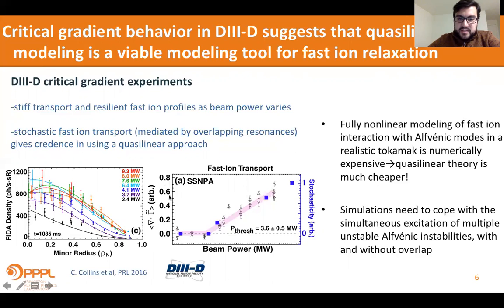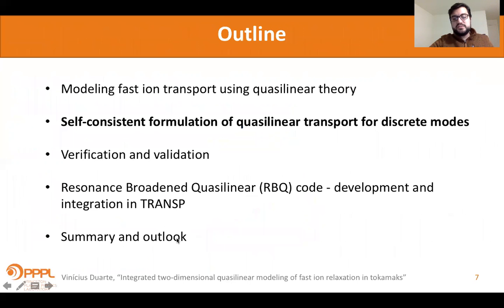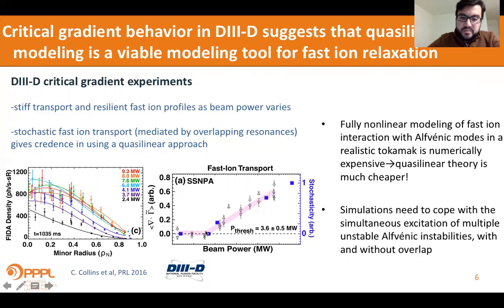And together with that, we can look at the solid state neutral particle analyzer that interrogates a specific region in phase space. But what is interesting here is that the flux of energetic particles is basically zero below a certain threshold in the beam power. And above that, you start measuring appreciable transport of fast ions.